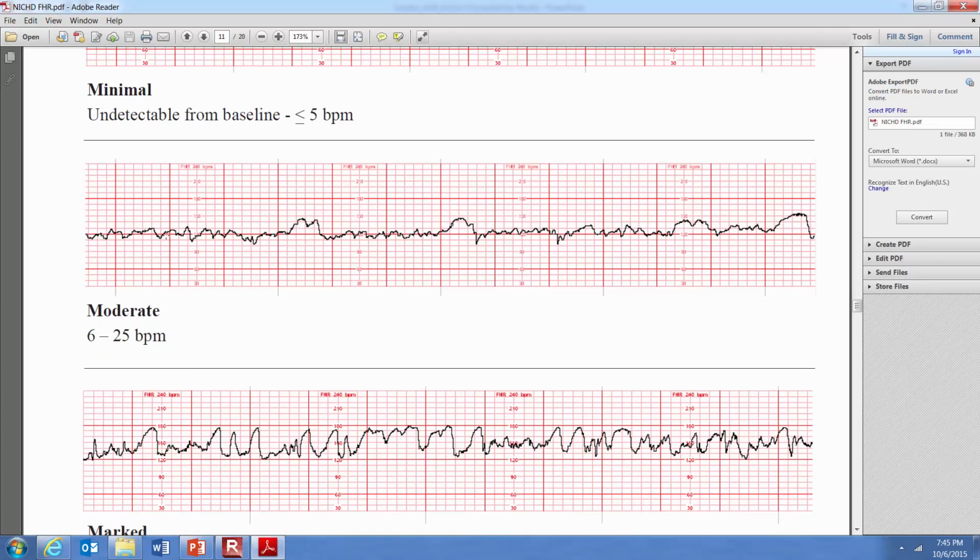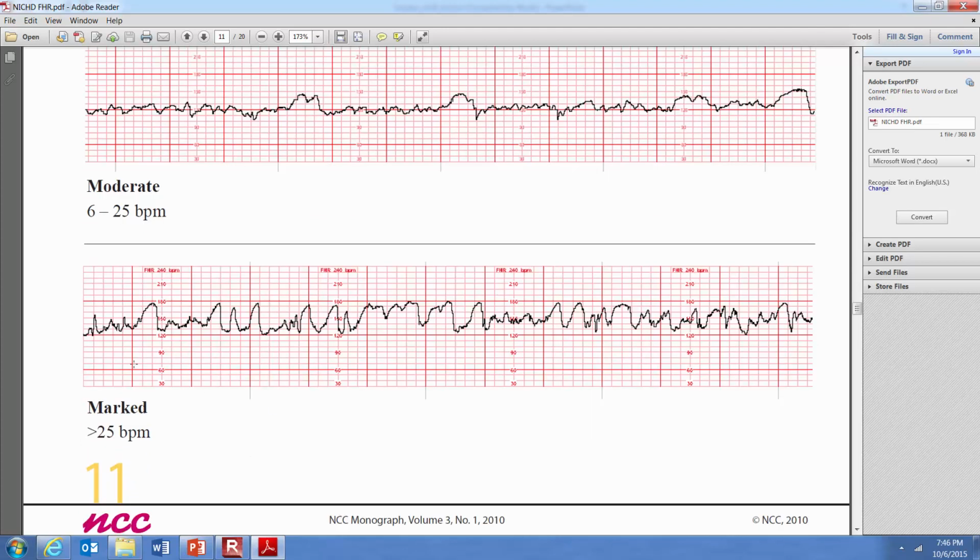But look at this craziness. Look at all these ups and downs. Wow, that's moderate. That's more than 5, less than 25. You can count those blocks, okay? So we are less than 25, all right? So that's moderate variability. Our baby is oxygenated.